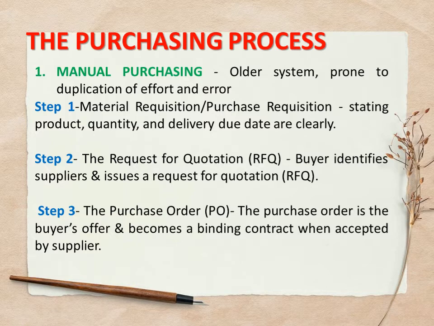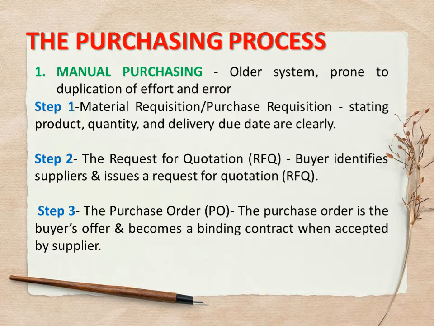So, when we say manual, it is prone to duplication. It can repeat, it can double. Your effort can be repeated, your error can be repeated, your work can be repeated. So, that is manual purchasing. But we cannot avoid manual purchasing, of course, because that is basic. Beforehand, manual purchasing is still applicable.